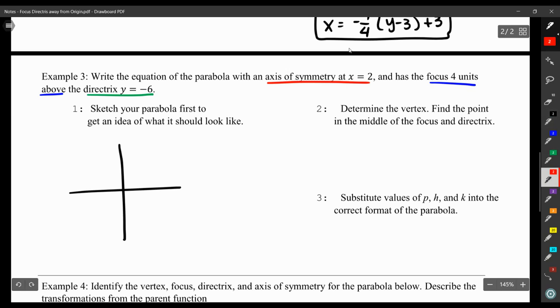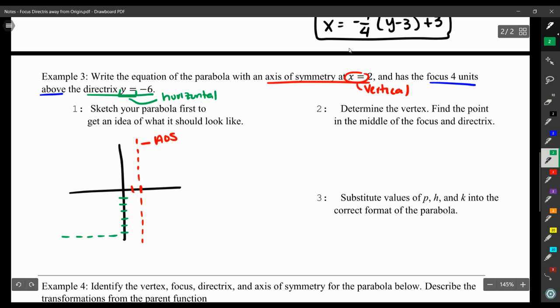I know that it has an axis of symmetry at x equals 2. So x equals is a vertical line at x of 2. So 1, 2. So here is my axis of symmetry. And I'm definitely going to label because I also have a directrix, which is also a line. So the directrix is y equals, and that's horizontal. So it's a horizontal line at y equals -6. So this would be my directrix.